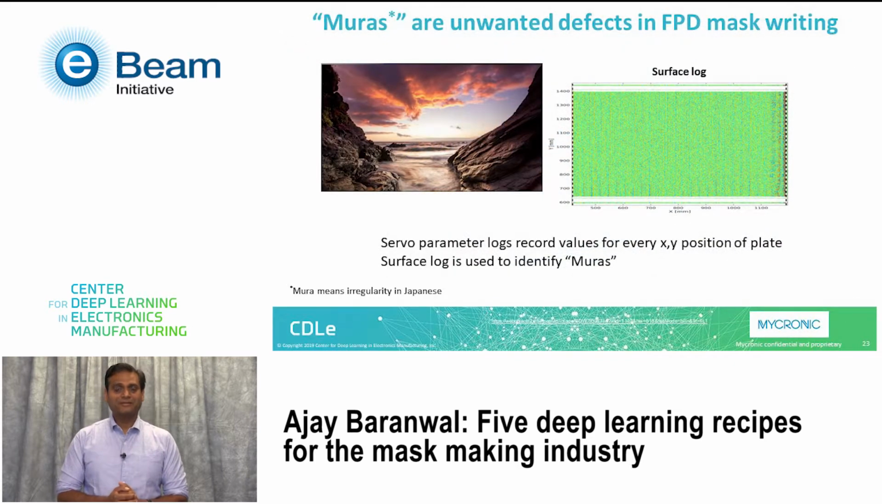For flat panel, muras are irregularities or defects in the mask writing. When the mask is being written on the panel, at every XY position some parameters are recorded, which could be deviation from the expected one, and those deviations are color coded to a surface log. Then we use the surface log to find the anomalies or outliers.